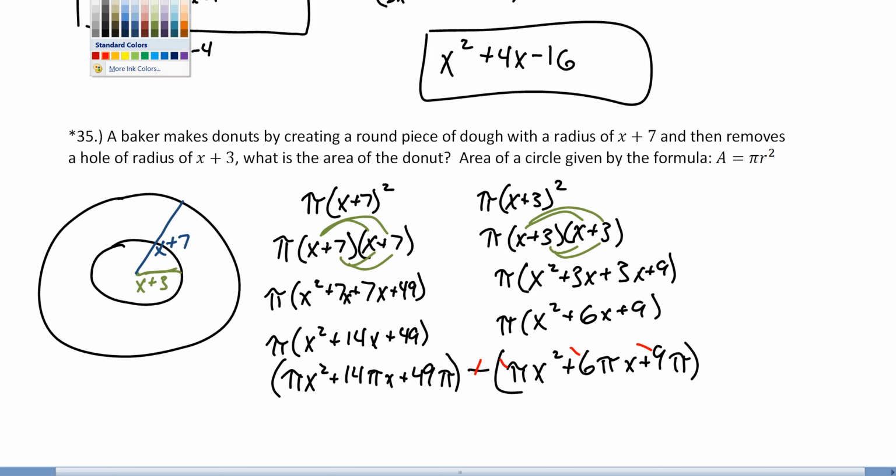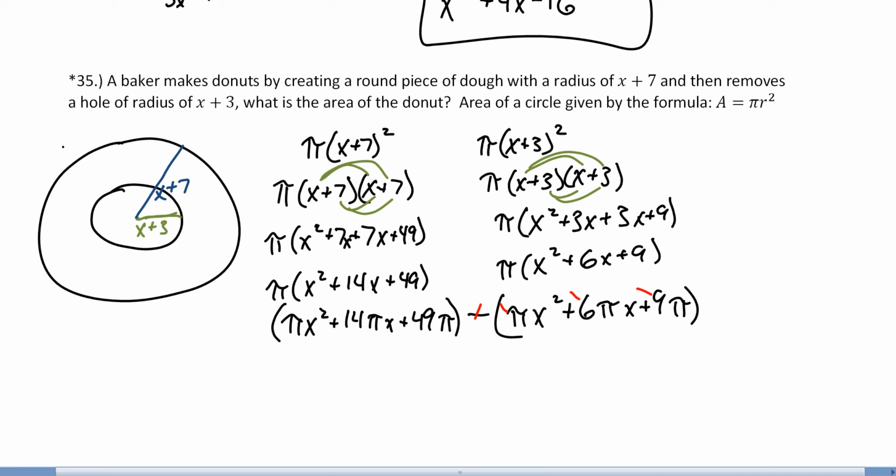And now it's just a matter of combining like terms. Okay, I still have like terms hanging out here. The pi x squared and the pi x squared are like terms. So that's going to give me, let's see, a 2 pi x squared. The 14 pi x minus the 6 pi x is going to give me an 8 pi x. And once again, the variable part, including the pi this time, because we're treating it that way, doesn't change. And then the 49 pi and the negative 9 pi is a 40 pi. Okay, and that's it. This represents the area.